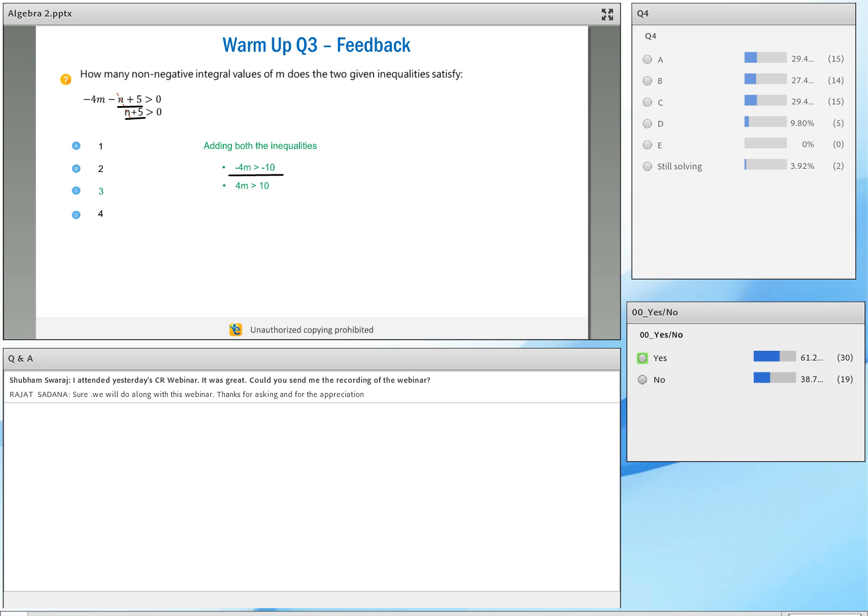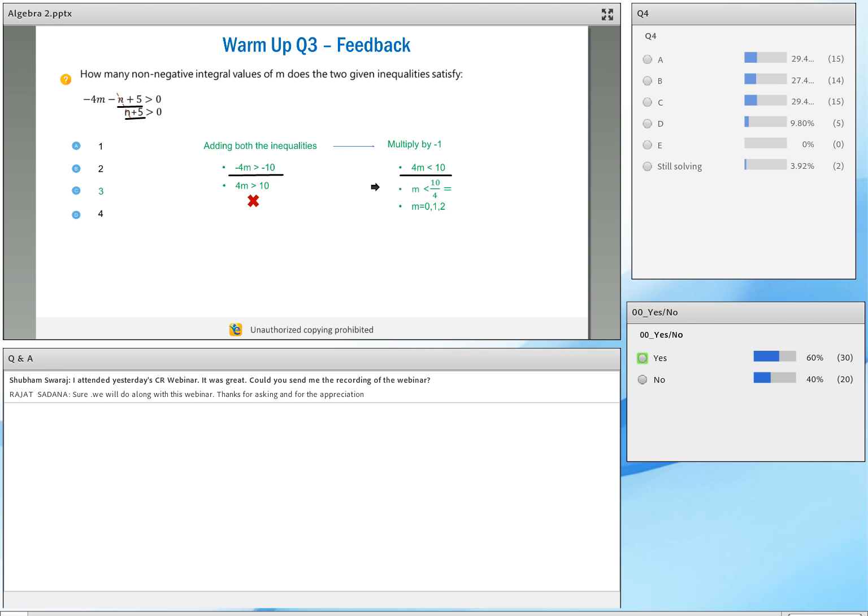Then what you do is you multiply both sides by minus 1. When you multiply both sides by minus 1, is that correct? Absolutely not. Why? Because when we multiply an inequality by a negative number, you've got to change its sign. So it becomes 4m is less than 10. This is what it becomes, which means when you divide both sides by 4, or plus 4 to be more specific, you get m less than 10 by 4.